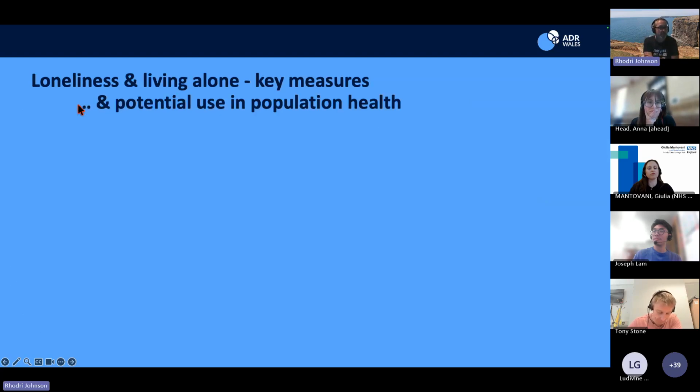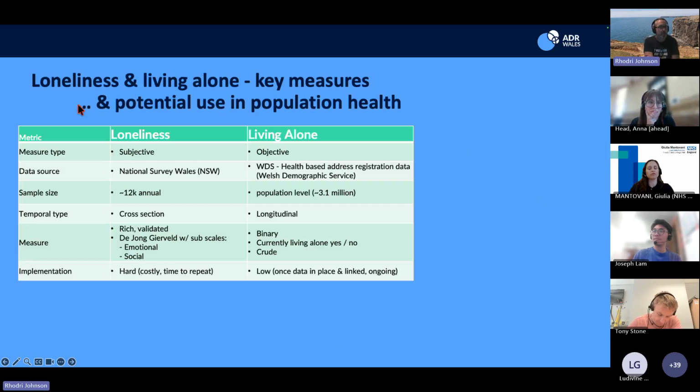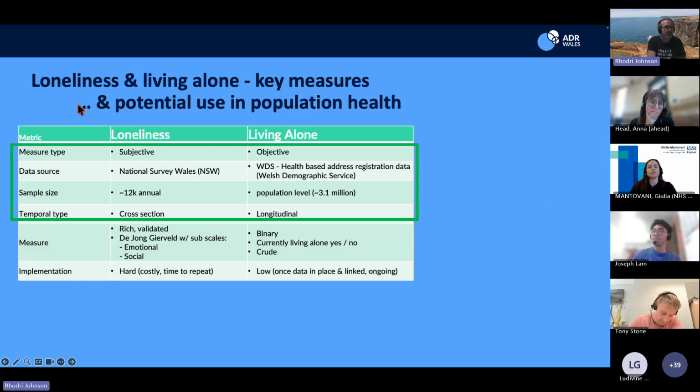So I guess the key measures, looking at those, we've got loneliness and living alone. We have the measure type: loneliness is subjective, living alone is objective. The data sources I've used in this work: for loneliness, it's the National Survey of Wales, and for living alone, it's the Welsh Demographic Service, WDS, which is the health-based address registration data.